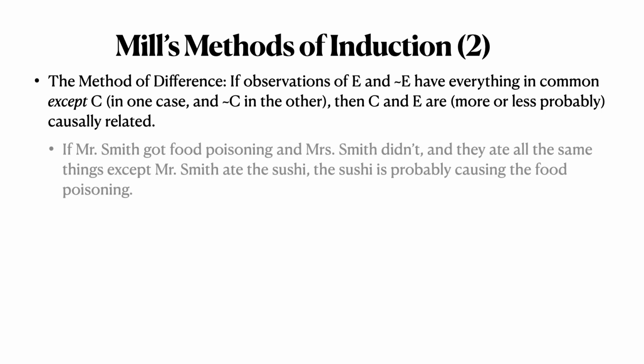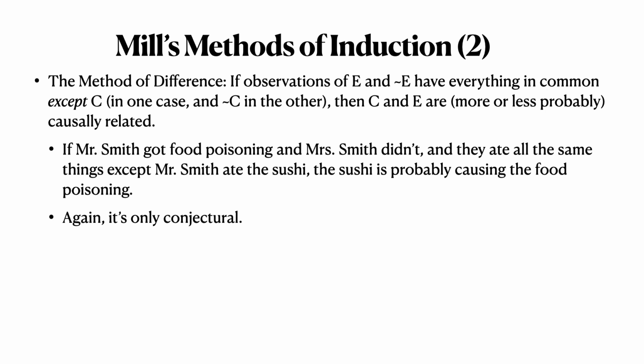So, for example, if Mr. Smith got food poisoning and Mrs. Smith didn't, and they ate all the same meals, at the same places for the last 3 days, except Mr. Smith ate the sushi. Maybe it was sushi at a place that he stopped at without Mrs. Smith, and she would never have gone in there, but he ate the sushi. Anyway, if it's the one difference, then the sushi is probably causing the food poisoning. Again, this is only conjectural, you have to test it.